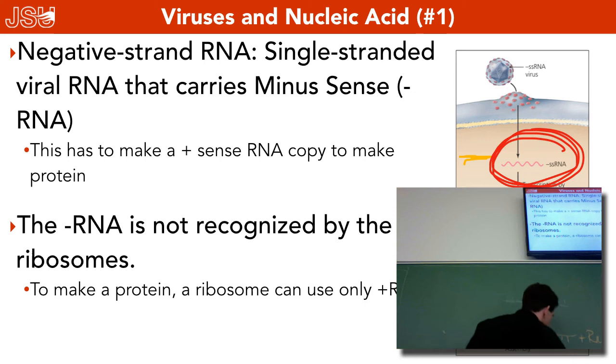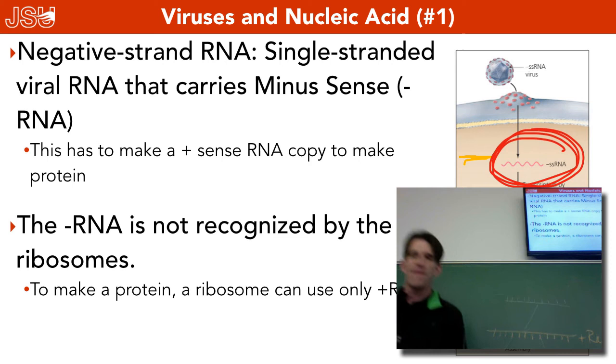So the end goal isn't positive sense RNA, it's negative? Well, no, the end goal was to make positive sense RNA insofar as that will make proteins. But then the virus also has to replicate its own genome to put in virions.